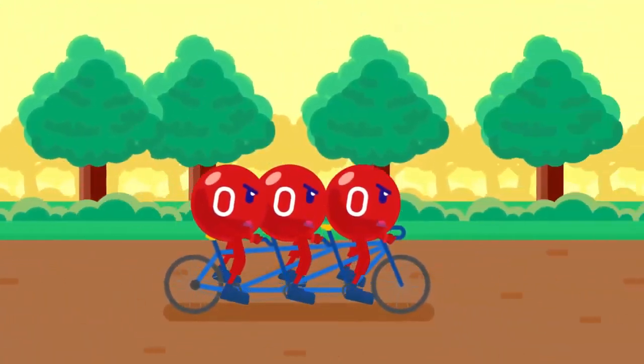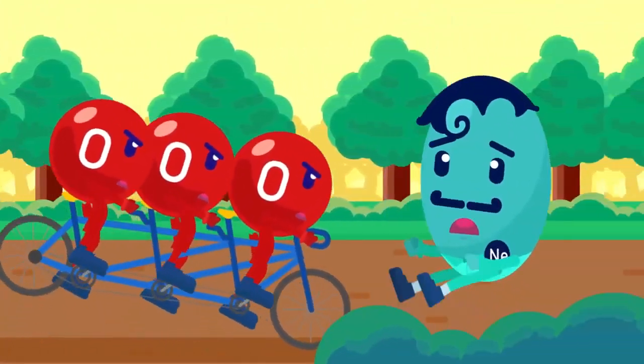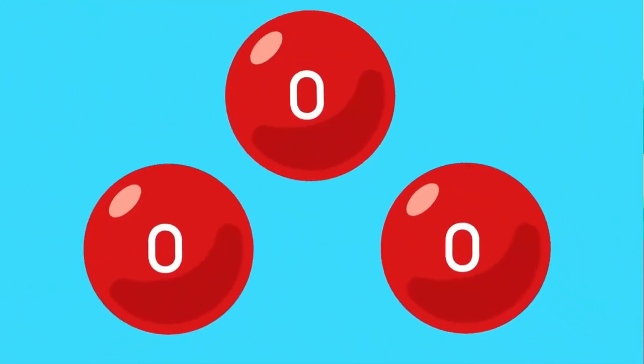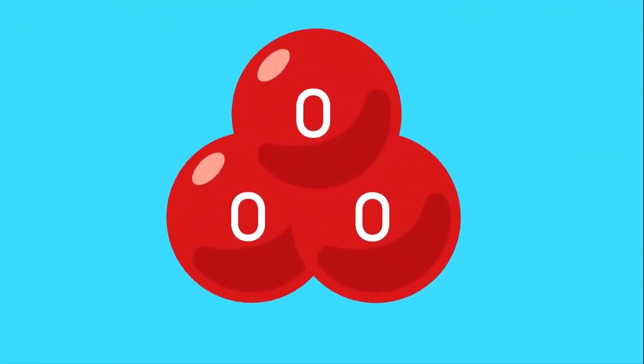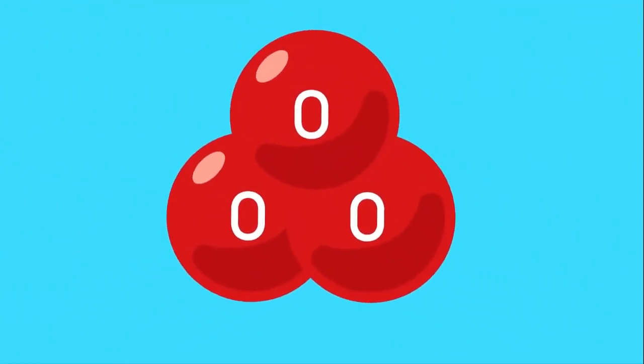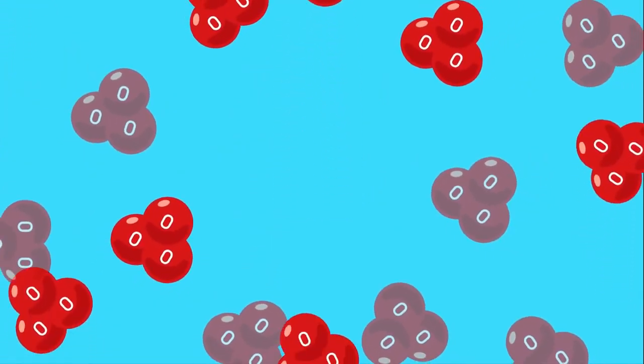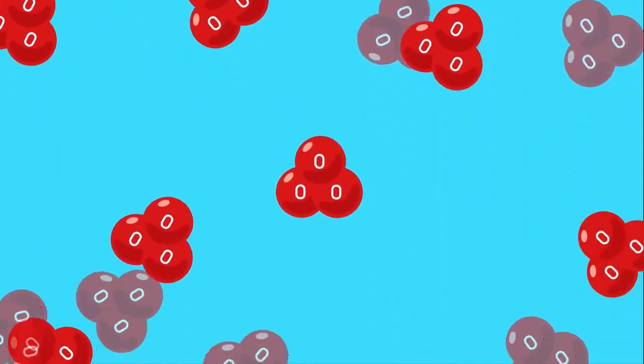Polyatomic means that the molecules are formed by the combination of three or more atoms. For example, an ozone molecule is formed by the combination of three oxygen atoms. This is how the ozone molecule is found in nature and can be denoted as O3.